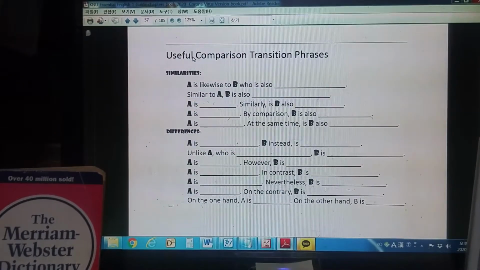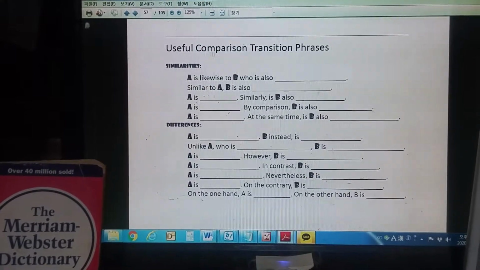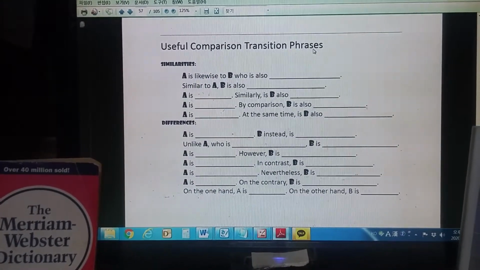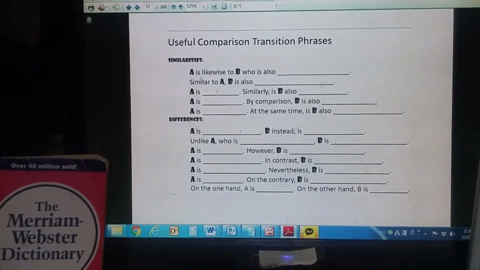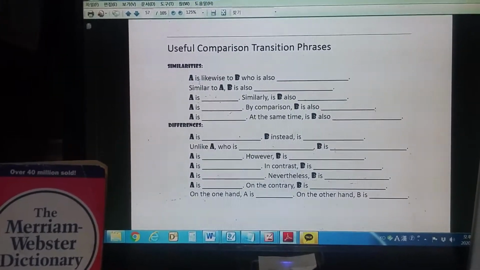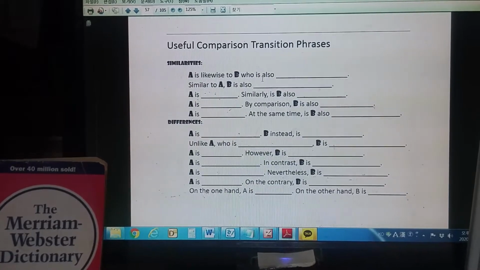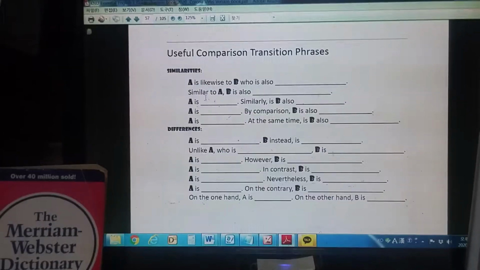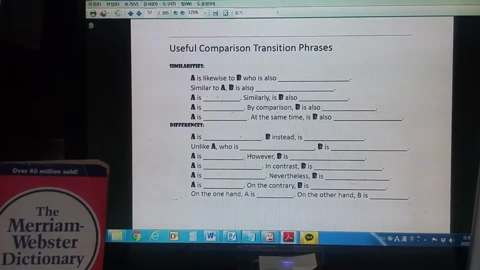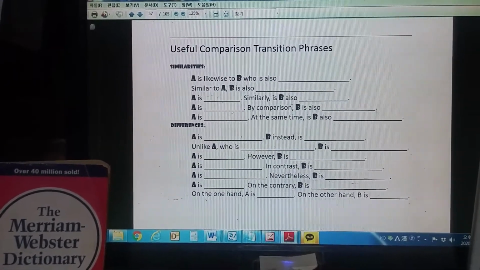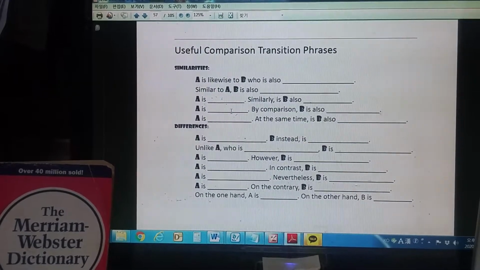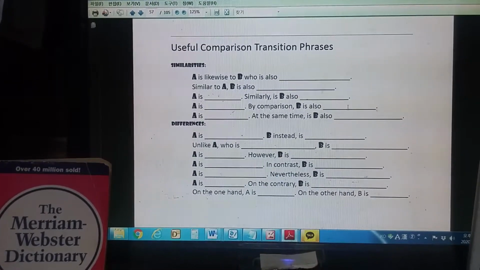Go down. At the bottom of this page are useful comparison transition phrases. Okay? You use transition words in the beginning. Similarities: A is blah, likewise B is also blah. Similar to A, B is also blah. A is blah, similarly B is also. A is blah, by comparison B is also.